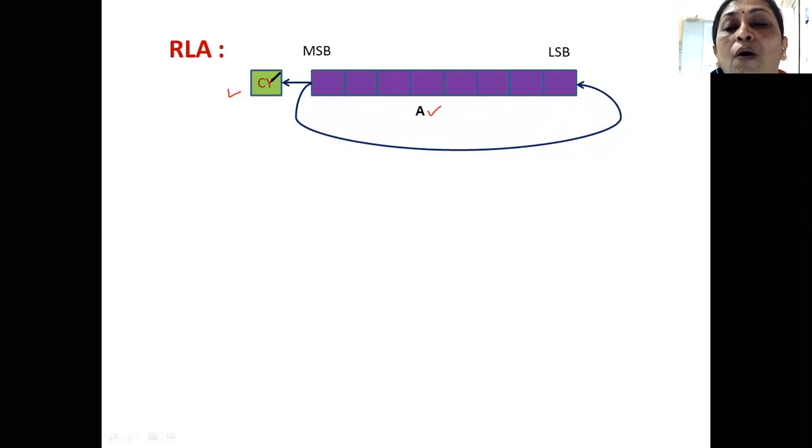And CY, or carry flag, is also a flip-flop. So, are you clear about this structure? Then we will see how the instruction works.